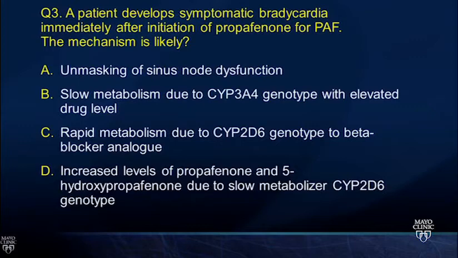And number 3: a patient develops symptomatic bradycardia immediately after initiation of propafenone for PAF. The mechanism is most likely unmasking of sinus node dysfunction, slow metabolism due to a CYP3A4 genotype with elevated drug levels, rapid metabolism due to a CYP2D6 genotype to a beta blocker analog, or increased levels of propafenone and 5-hydroxypropafenone due to slow metabolizer CYP2D6 genotype.